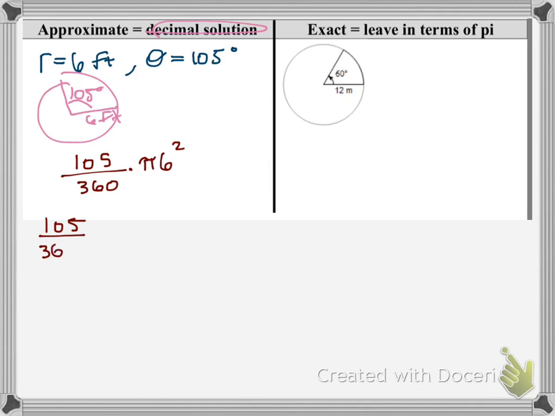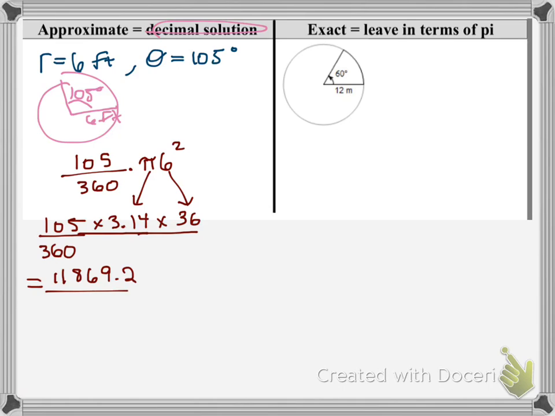So again, 105 over 360 times 3.14 times 36. Because I can write it as a decimal solution, I want to go ahead and change pi to 3.14. And then, of course, 6 squared is 36. And we just went ahead and made it one fraction from the very beginning. So the very top, 105 times 3.14 times 36 is 11,869.2 over 360. Plug that into the calculator, and you'll get 32.97.